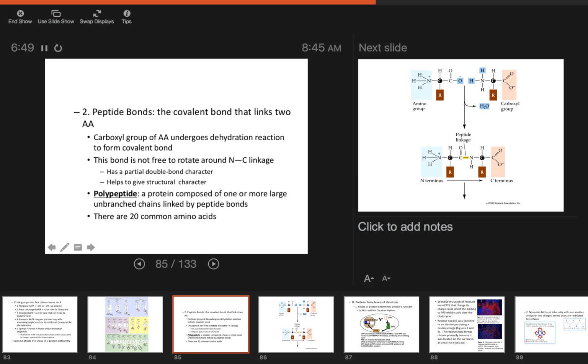Okay, so polypeptide. If you see that term, we are talking about a protein. It's just saying we have a bunch of peptide bonds holding amino acids together. Remember, there are 20 amino acids out there, so I'm pretty sure I have a multiple choice question that says, how many amino acids are there? 20.